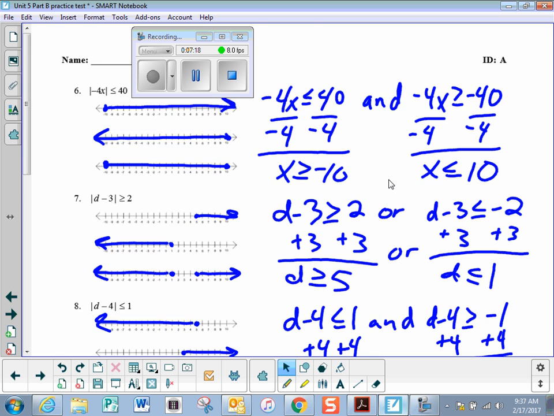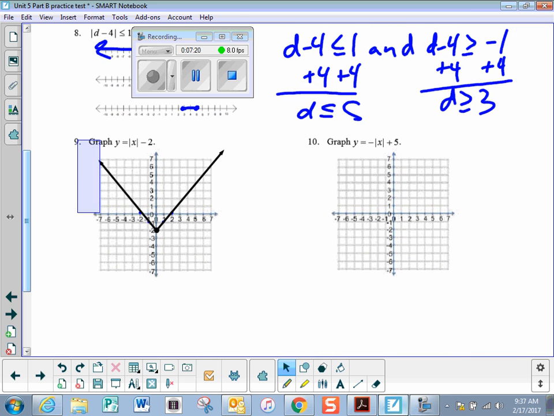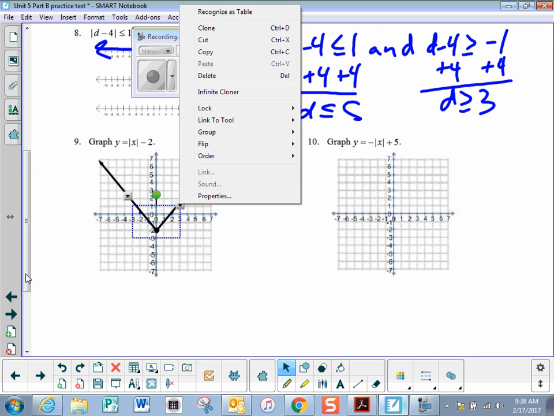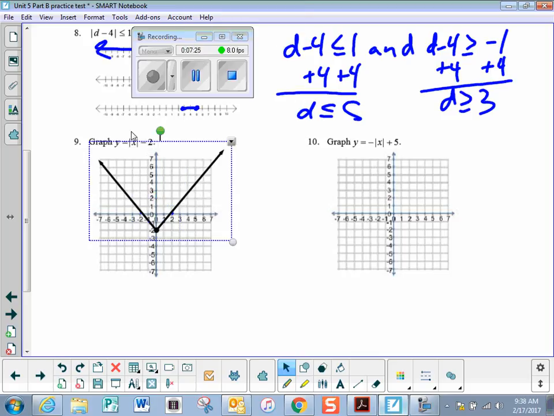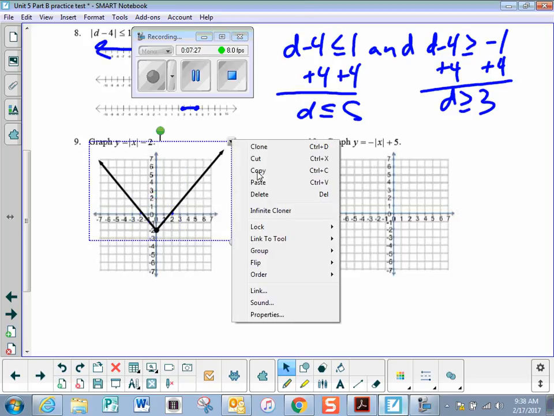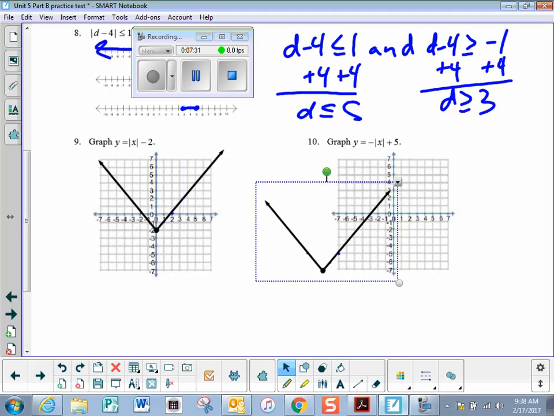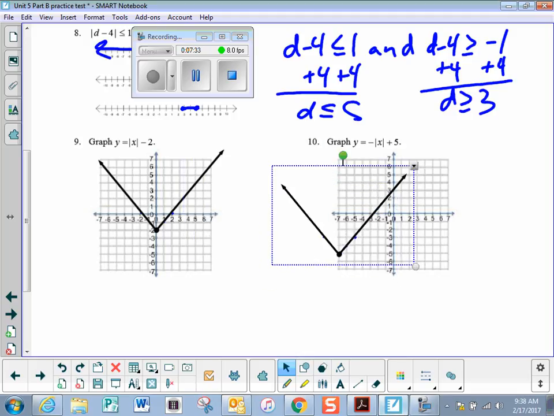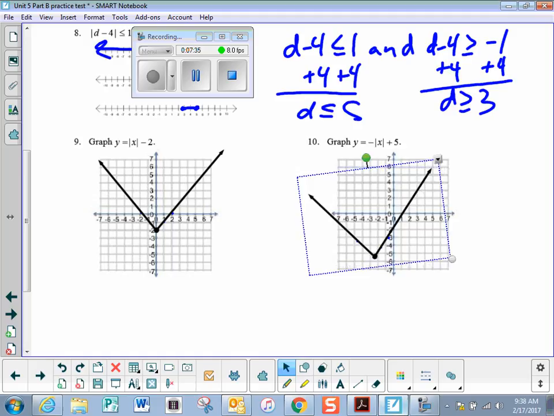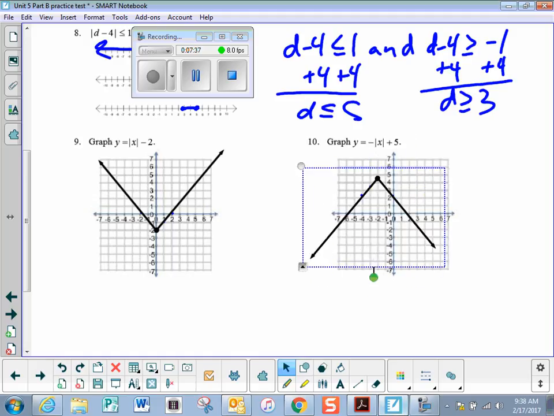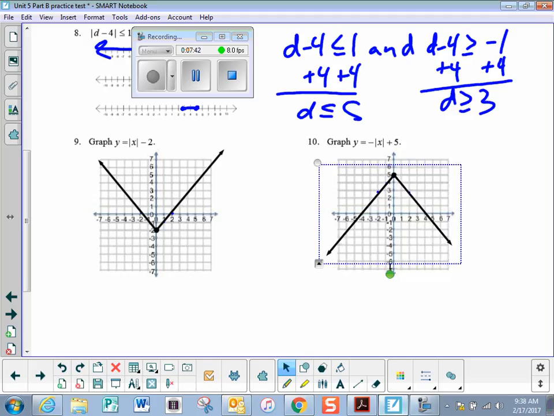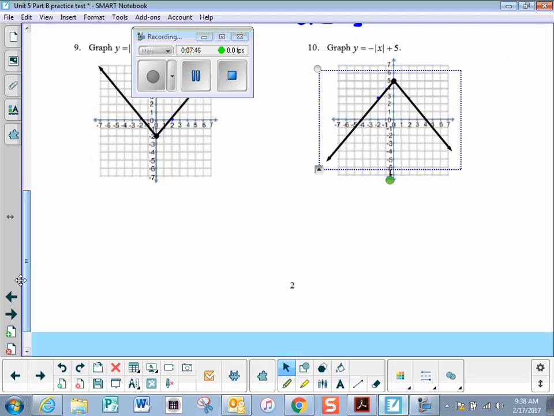Okay, the reason I'm doing this is I want you to see that this really becomes our graph for a lot of these graphs. Here, if I have it negative, what's that going to do to my parent graph? Make it upside down. And if it's +5, that means it's going to be 5 units above. Okay, so that's what that one should look like. Next page.